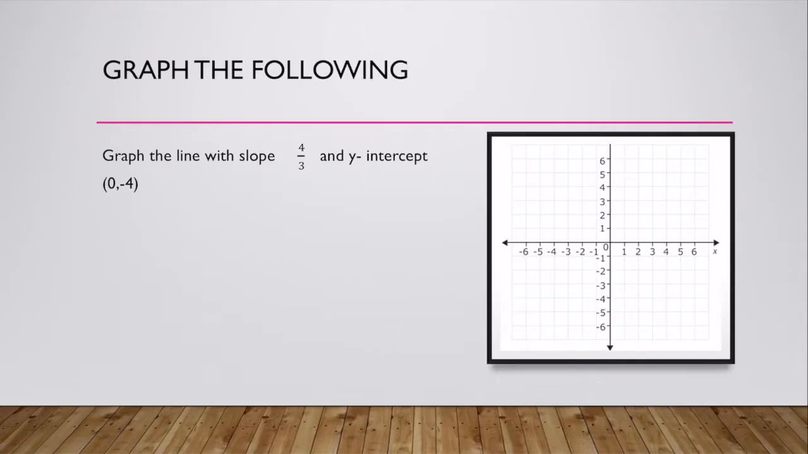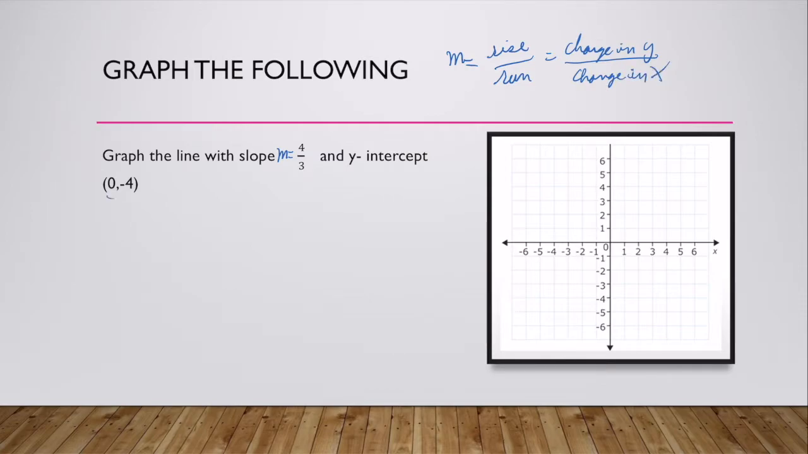So let's graph the following. Let's graph this line with slope 4/3 and y-intercept -4. Remembering that my slope is rise, which is my change in y, over run, which is my change in x.